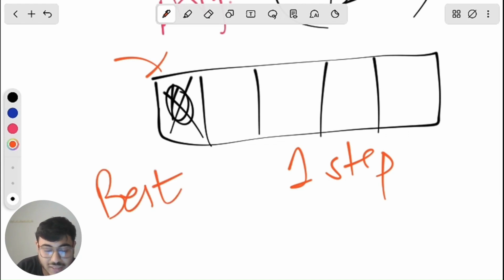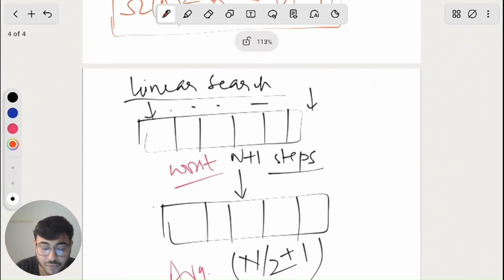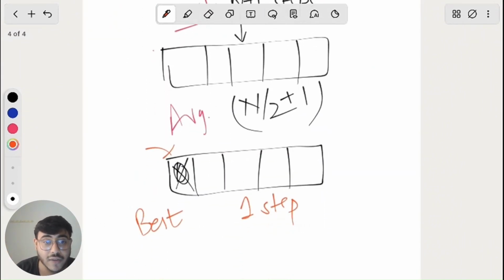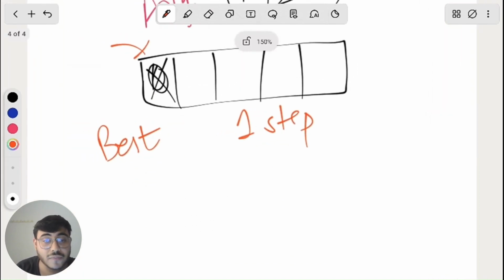So you can see for the same algorithm, that is the linear search, we got different amounts of runtime. For worst case, we got n plus one number of steps. For average case, we got n by two plus one number of steps, and for best case, we got only one step. So that's why we need to assess an algorithm in this way, that we take an upper bound and we get a lower bound. This is basically the range in which your algorithm will always work.